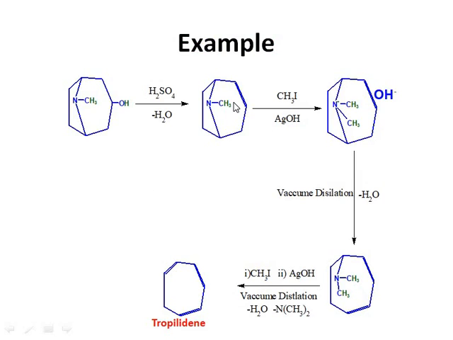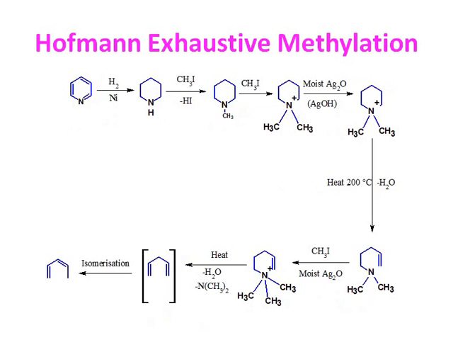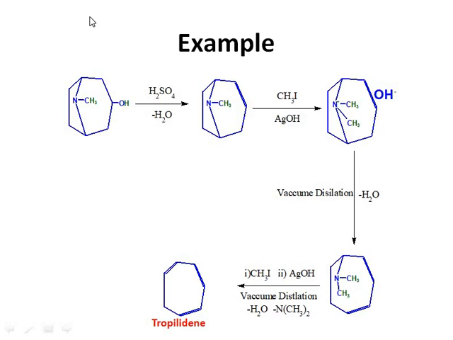Similarly, there are other examples for Hofmann exhaustive methylation reactions. Those reactions are very similar to the Hofmann exhaustive methylation reaction. See here, those molecules look very large, but these are very simple reactions. By using concentrated H2SO4, what is the role of concentrated H2SO4? It is a dehydrating agent. So this is loss of water molecules from these hydrogens, right? Those hydrogens are lost from here to form the carbon-carbon double bond, along with loss of OH. So minus water molecules.